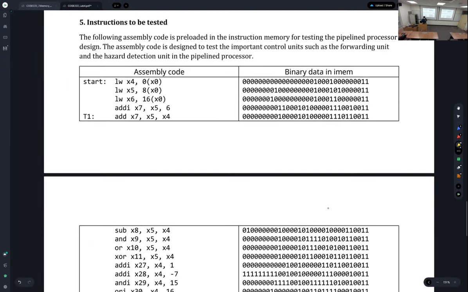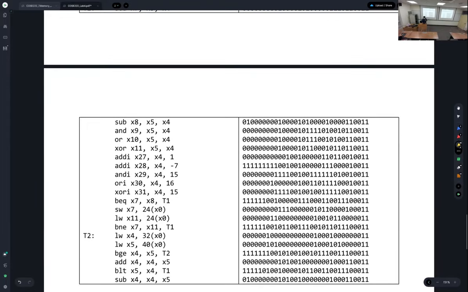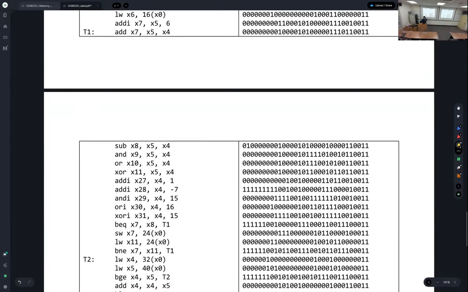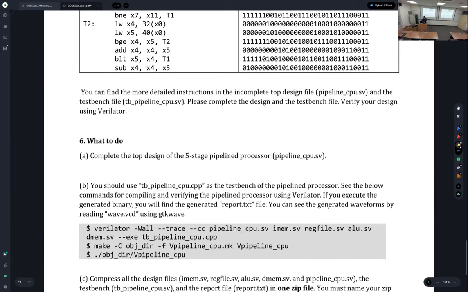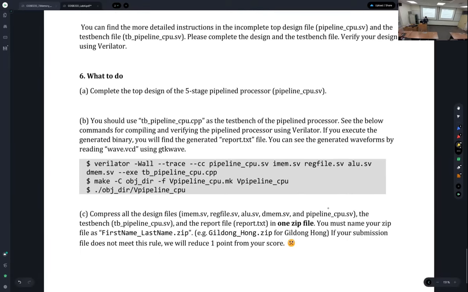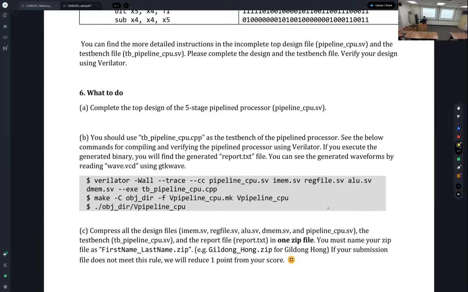I also provide the instruction streams. This is the assembly code, and this is the binary data for the instruction memory. I also provide the test bench file. If you compile your design using Verilator, then you can run the test bench file using this compile command.